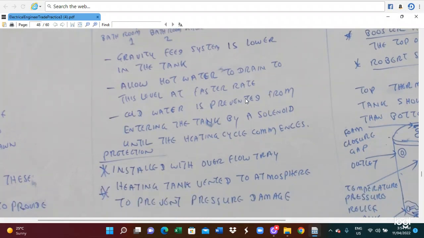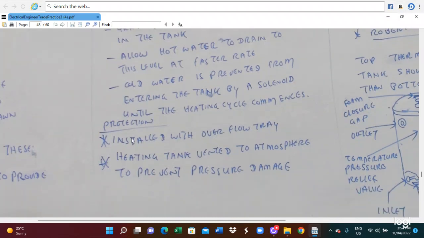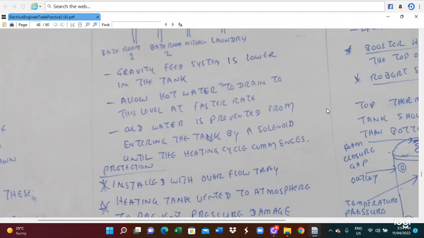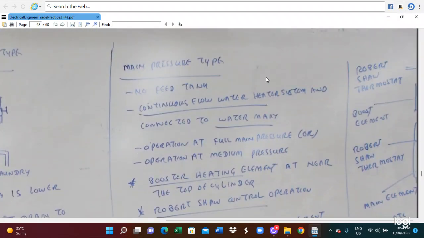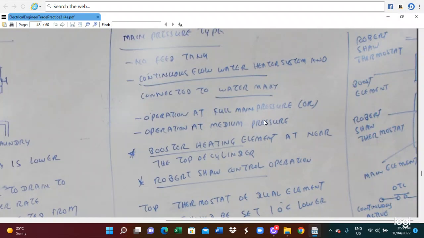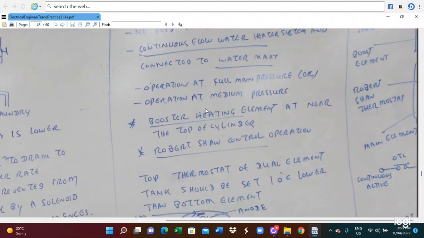Cool water is prevented from entering the tank by the solenoid and the heating circuit command. The protection is installed with the overflow tray, and the heating tank is vented to the atmosphere to prevent pressure damage. So here is a mains pressure type. This is no feed tank. Continuous flow of water is connected to the water mains, operating at the full mains pressure or at the maximum medium pressure.